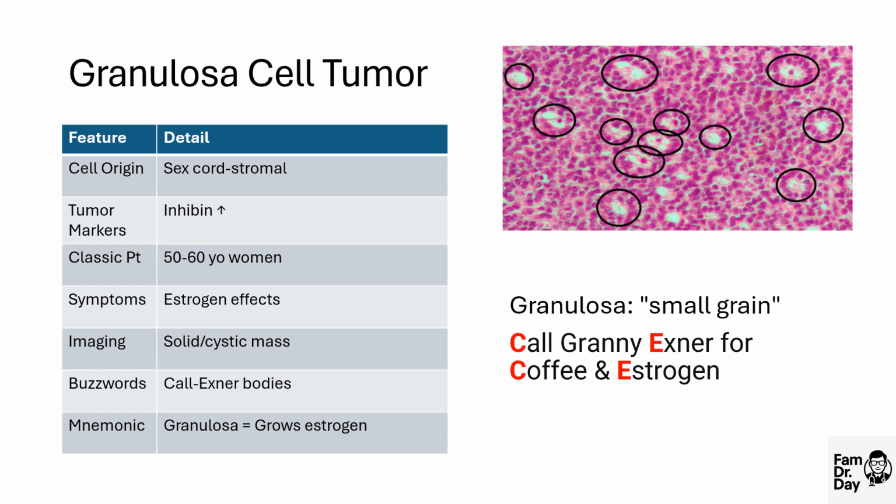The classic patient is a 50 to 60-year-old woman, and symptoms come from estrogen effects, like bleeding or breast tenderness. Imaging shows a solid or cystic mass, and the buzzword is Call-Exner bodies, circled in black in the top right, which look like little grainy follicles seen on histology. To remember this, think granulosa grows estrogen, or even better, call Granny Exner for coffee and estrogen.